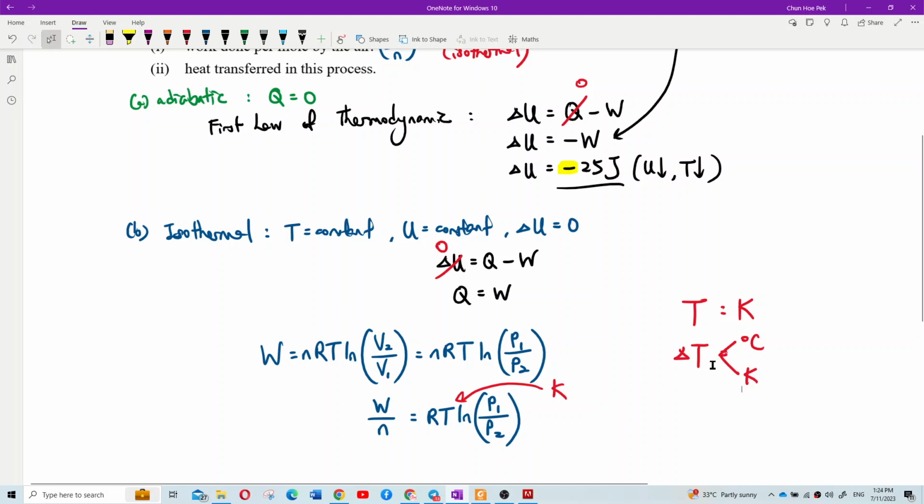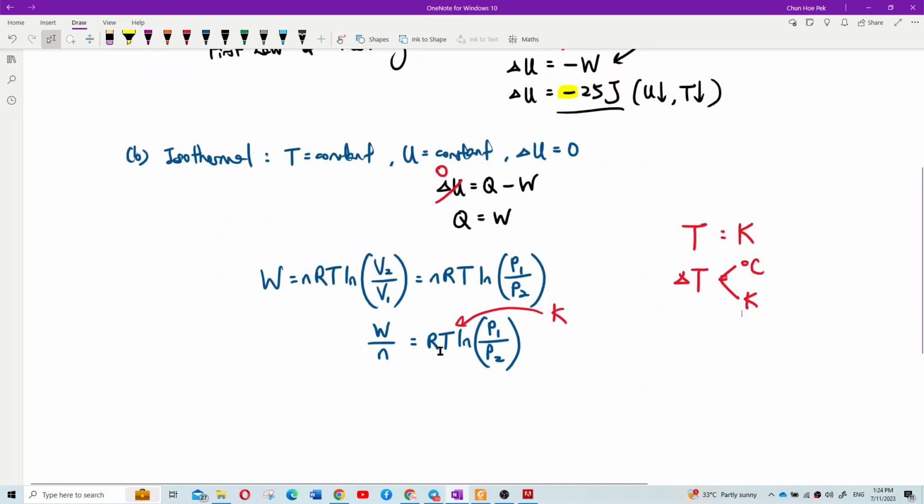Change of temperature, like we learned before, like thermal expansion, where you have a change of temperature. That one can be either degrees Celsius or Kelvin. But this one is just temperature, not change of temperature. So this is temperature, must be Kelvin. Be careful.